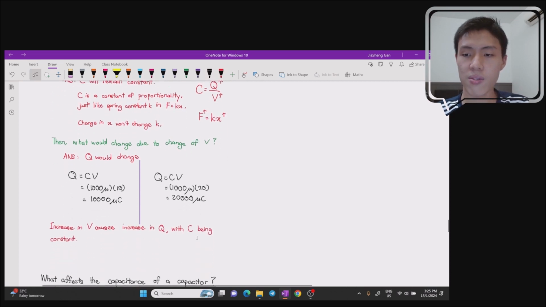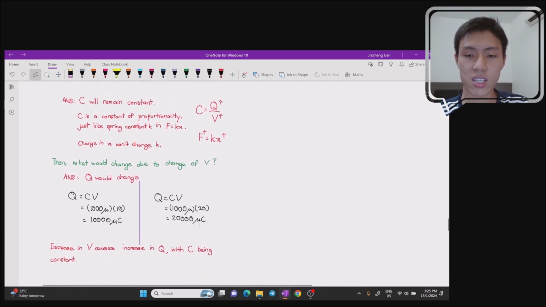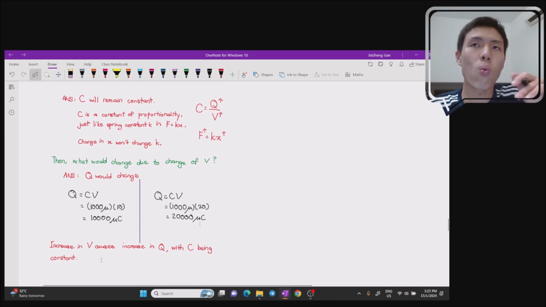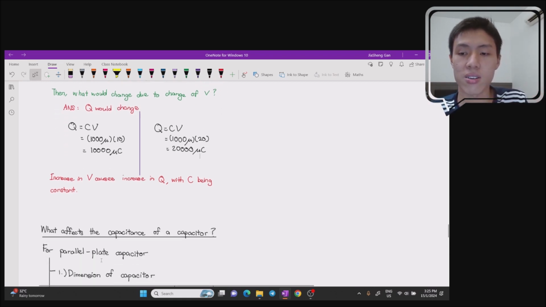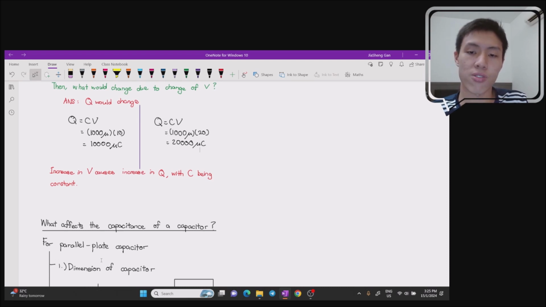Next, increase in V causes increase in Q, with C being constant. So that's the main idea that we want to tell you here. Okay, so what actually decides how big is your C or how small is your C? What kind of factor actually controls C? That's the next thing that we want to study here. What affects the capacitance of a capacitor?